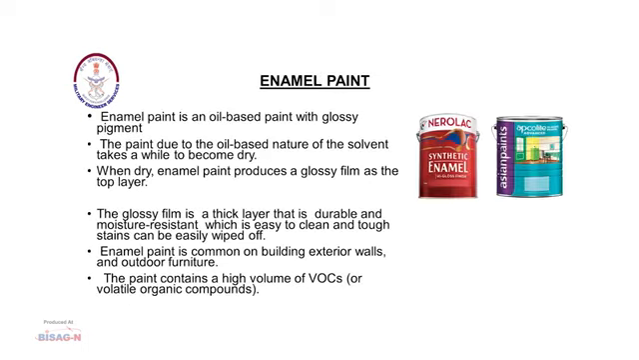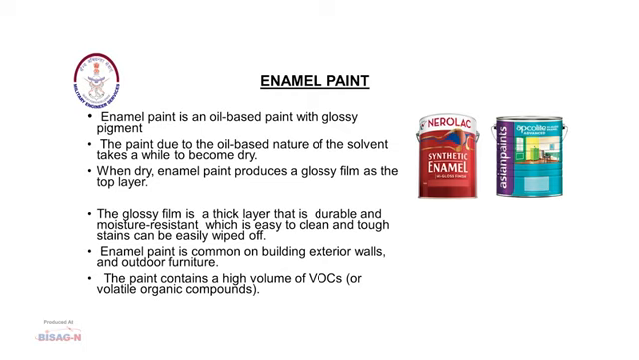Enamel paint. Enamel paint is an oil-based paint with glossy pigment. The paint, due to the oil-based nature of the solvent, takes a while to become dry. When dry, enamel paint produces a glossy film as the top layer. This film makes the enamel coating reflective and shiny when exposed to light. The glossy film is a thick layer that is durable and moisture resistant, which is easy to clean, and tough stain can be easily wiped off.